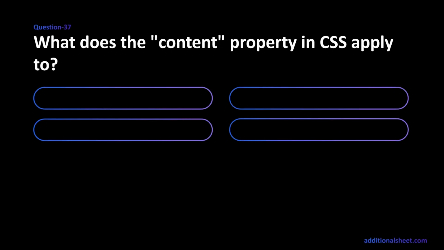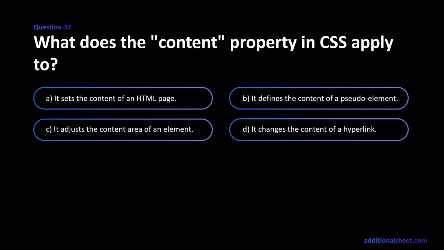Q37. What does the content property in CSS apply to? Options are: A. It sets the content of an HTML page. B. It defines the content of a pseudo-element. C. It adjusts the content area of an element. D. It changes the content of a hyperlink.